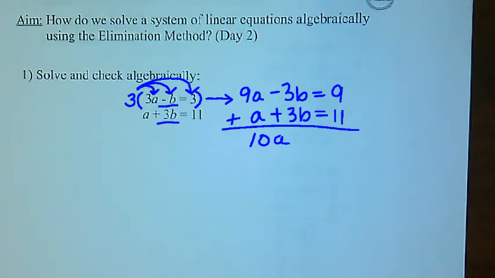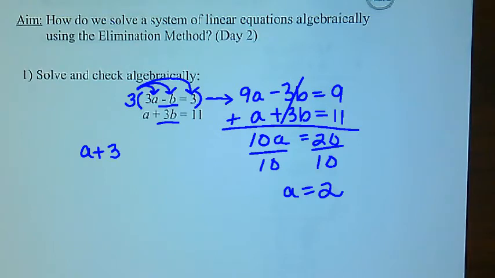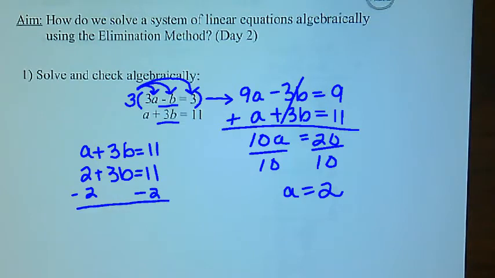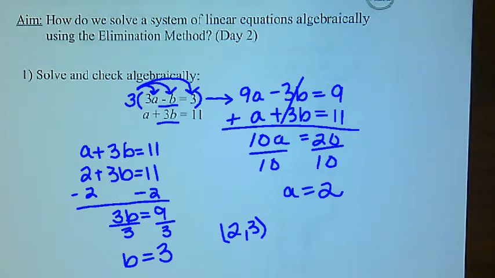So I get 10a, this cancels, is equal to 20. So a is equal to 2. Substitute that back in. So 2 plus 3b equals 11. So b equals 3. And then remember, we always put our coordinates in alphabetical order, so this final answer would be 2, 3.